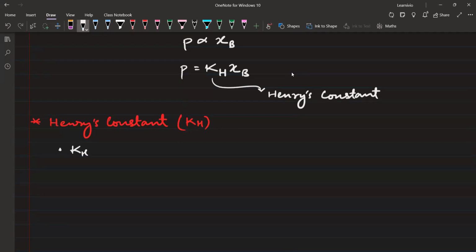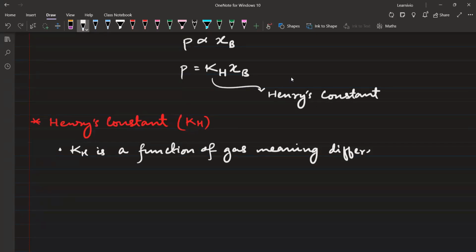Please write, KH is a function of gas. You have to understand function in the mathematical sense: the value of KH will change if the gas changes. So it is a function of gas, meaning different gases have different values of KH.